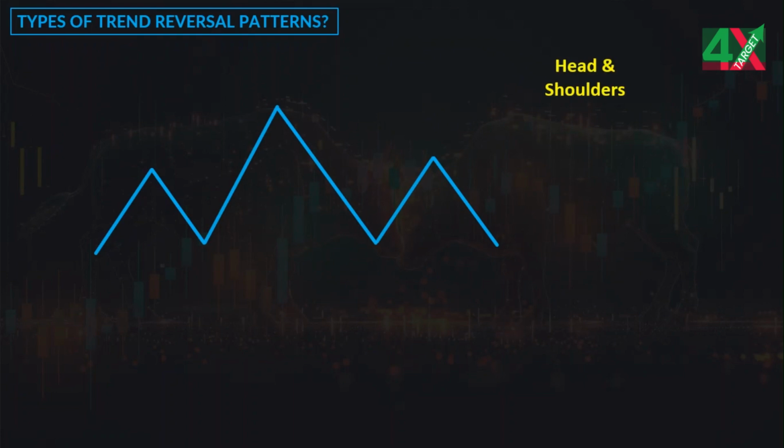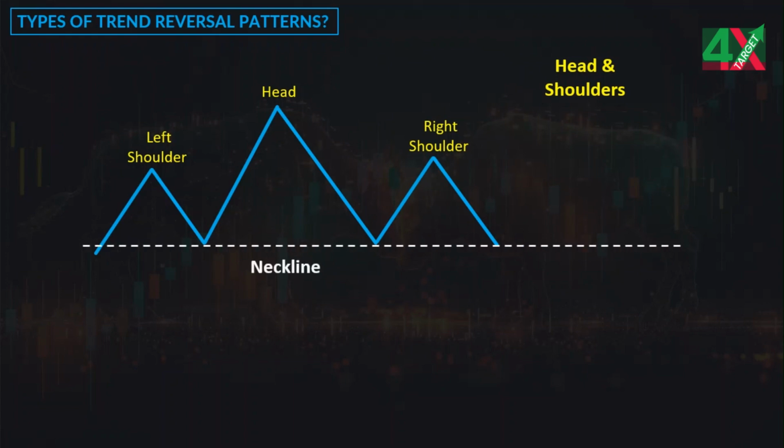This is a bearish reversal pattern that consists of three peaks. The left and right peaks are known as the shoulders, while the middle and highest peak is called the head. Beneath the pattern, there's a neckline, which acts as a key support level connecting the two lows between the peaks. The pattern is confirmed when the price breaks below the neckline with strong momentum, signaling the likely end of the uptrend and the beginning of a potential downtrend.